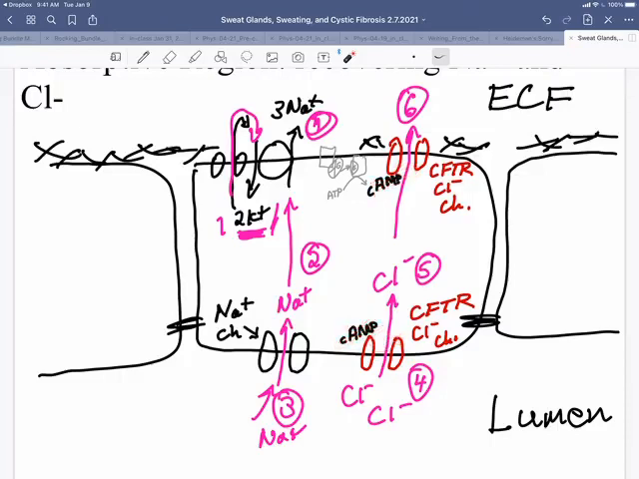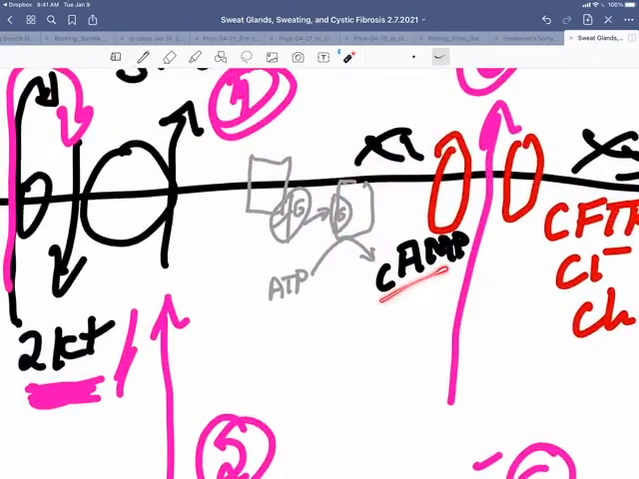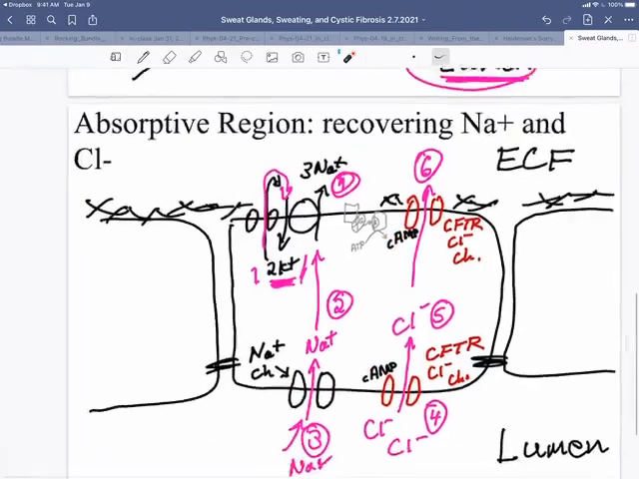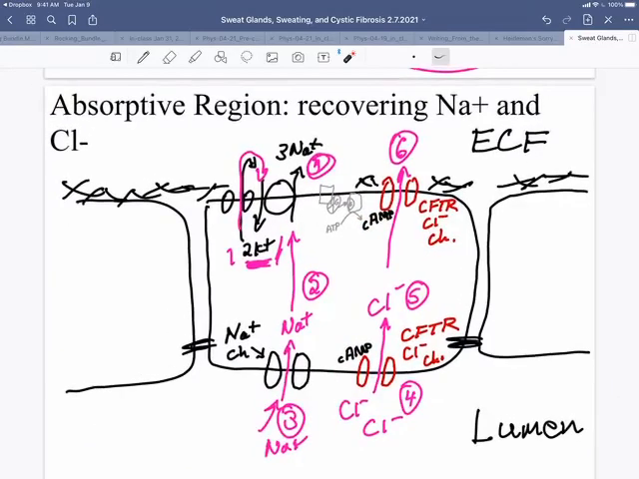And so it's regulated. There's a G protein coupled receptor system that causes adenylate cyclase here to make cyclic AMP. And so when your salt concentrations are high, you inhibit this pathway, no cyclic AMP, you don't recover the chloride, and you can produce saltier sweat. But when you need to recover it, this pathway is activated.